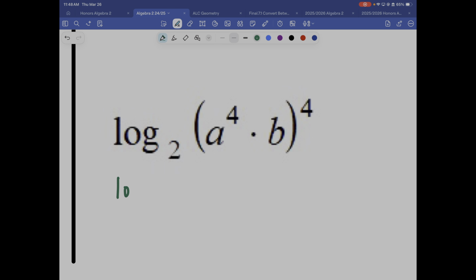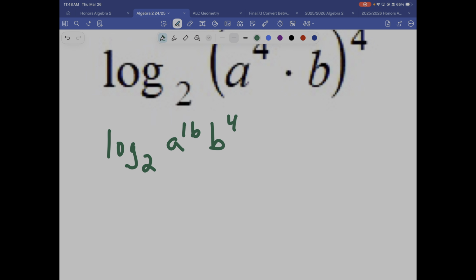So I'm going to rewrite this as log base 2. What do we do with power to power with exponents? Multiply. Power to power is multiply. So this is going to be a to the 16th, b to the 4th. Okay, so there's step 1.